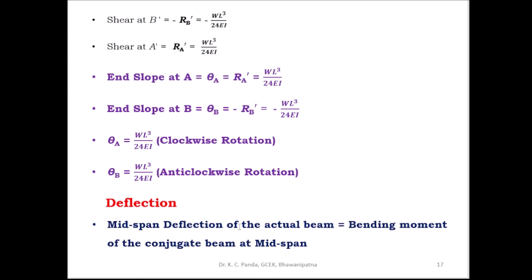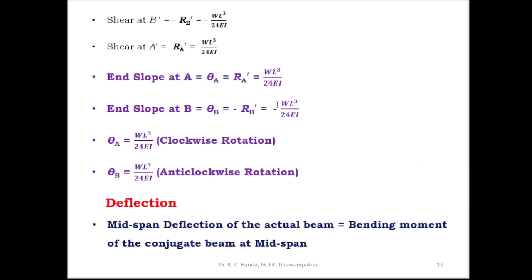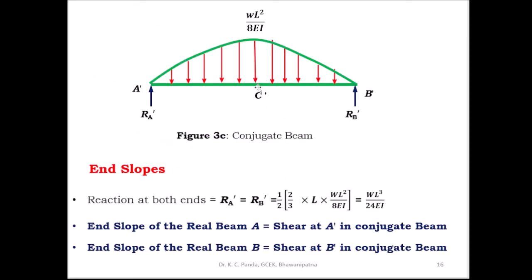Then find out the deflection of the simply supported beam at the mid section. The mid span deflection of the actual beam is equal to the bending moment of the conjugate beam at mid span. That is equal to the bending moment at the corresponding section of the conjugate beam. So the bending moment of the conjugate beam at mid span is MC dash, and that you have to find out. Either you have to take the right side of this section or left side of the section, and take the moment there.